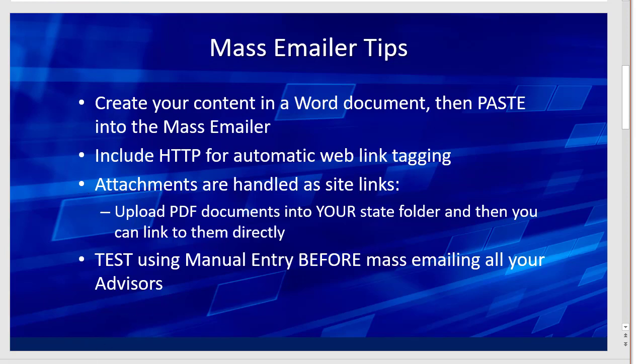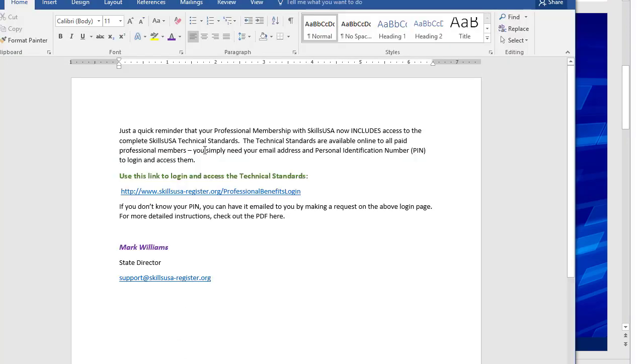So what I've got here is a Word document where I have been working on a bit of a reminder about how to use the professional benefits to access the tech standards and things like that. And I've typed it all in. I've put some formatting in here. I've got a URL that I've typed. I've saved this, and I want to put a link here to a PDF that I've got.